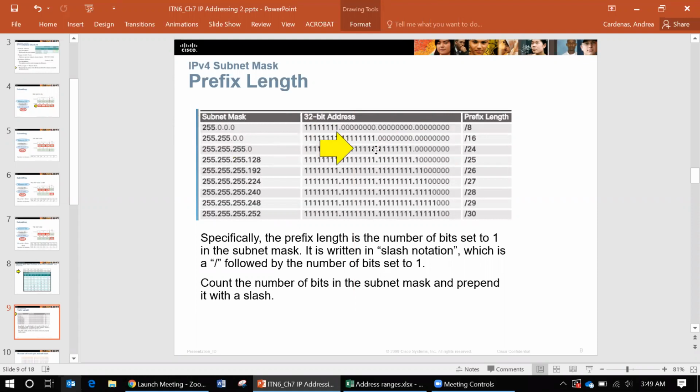/24 has 24 ones, and here's your mask here. /25 has that one more bit that makes it 128. /26 has another additional bit, so it's 192, and you just see the progression of ones going down here. And again, we don't go further than /30, so that's the last mask that you will have.